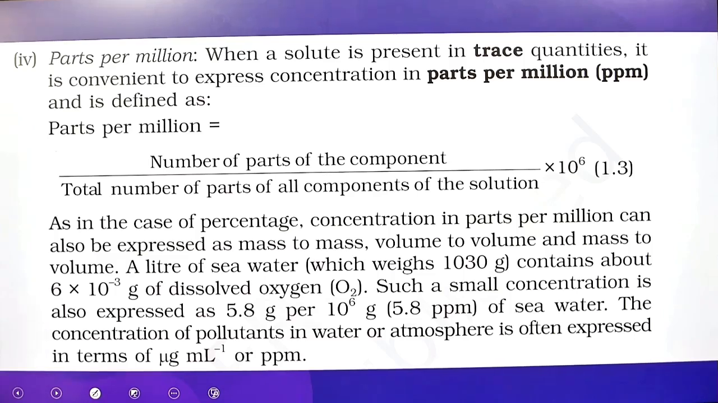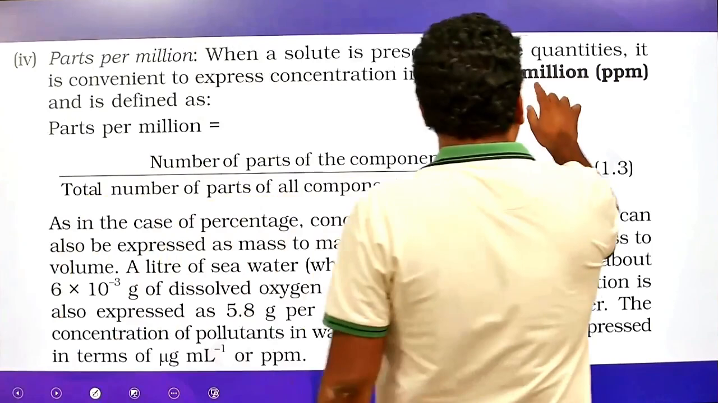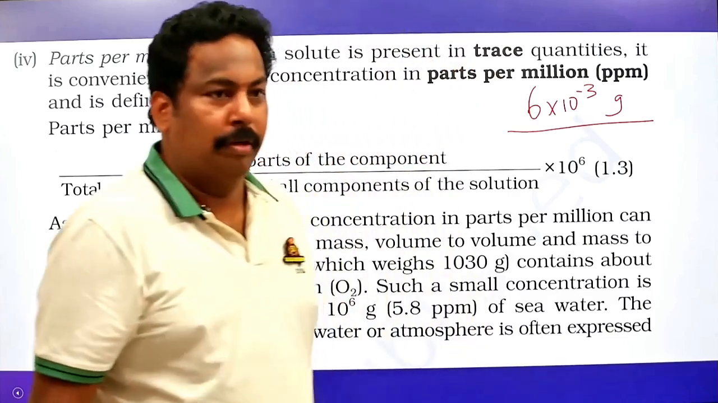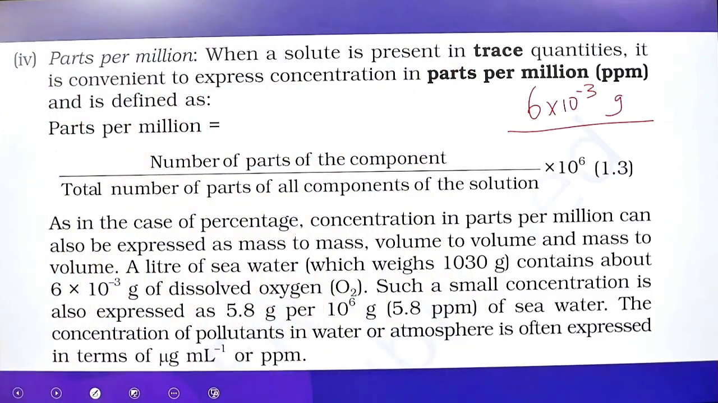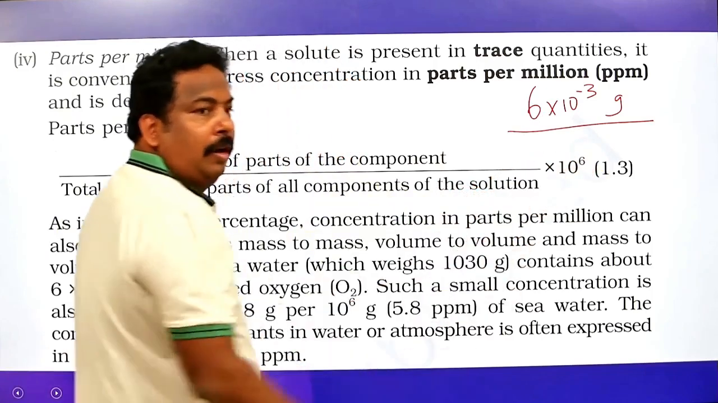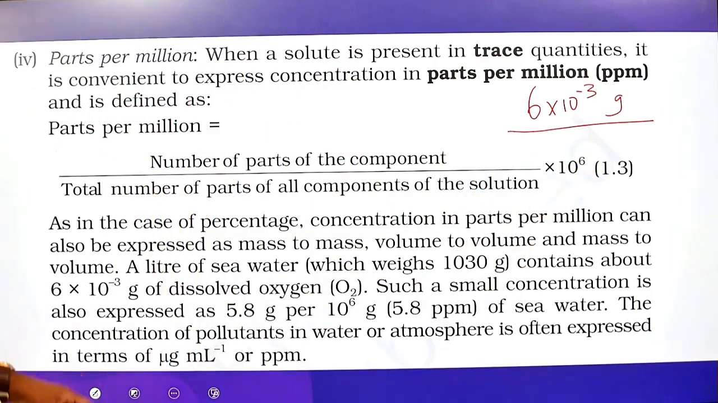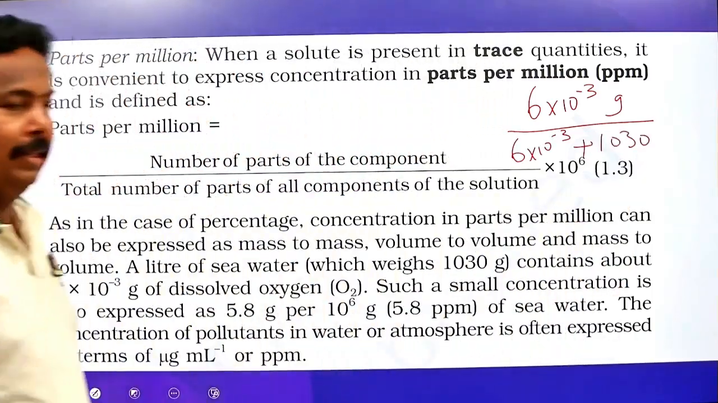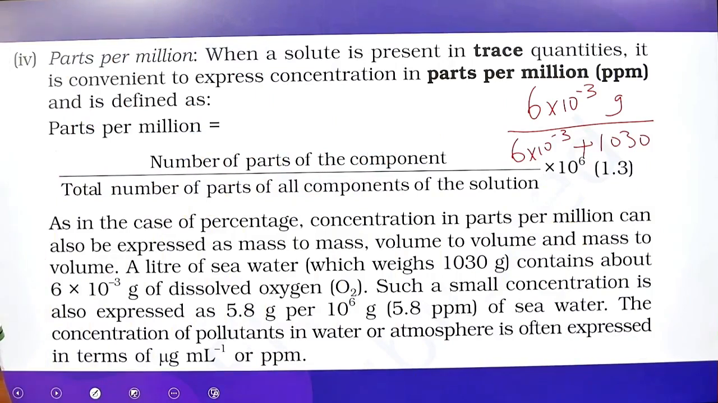Mass by mass. What is the solute mass? 6 into 10 power minus 3 grams. This is the mass of the solute. And what is the denominator? 10 power 6. What is the mass of the solution? 6 into 10 power minus 3 plus 1030. Why did you put like this? 1030 grams is the mass of the seawater solvent. What is the solute? Oxygen.